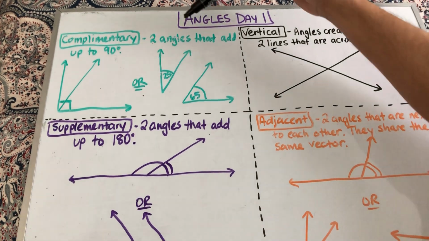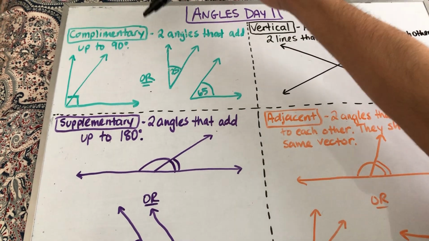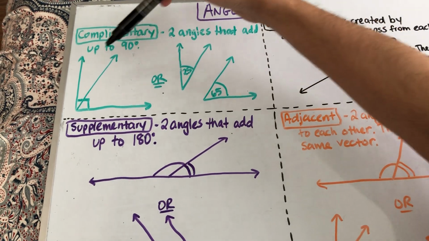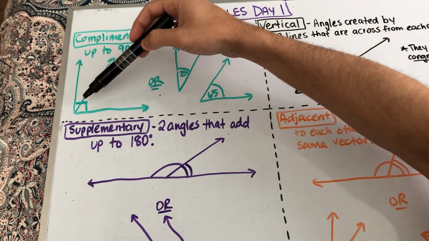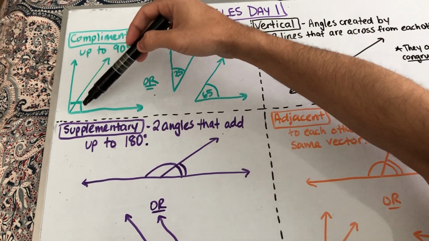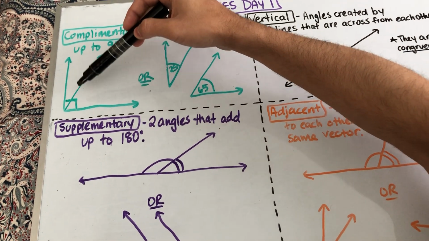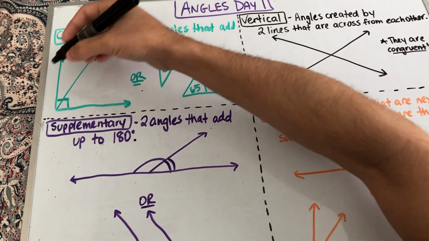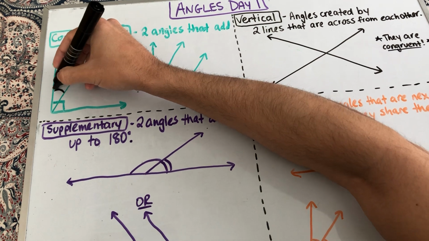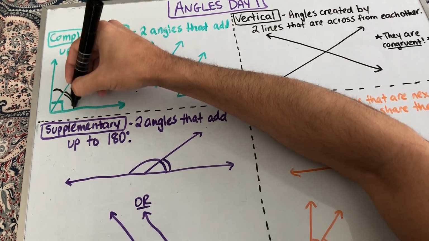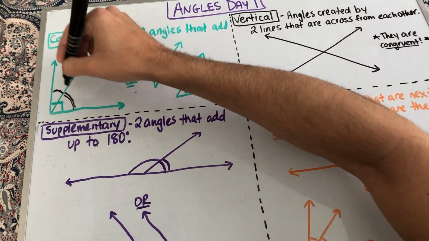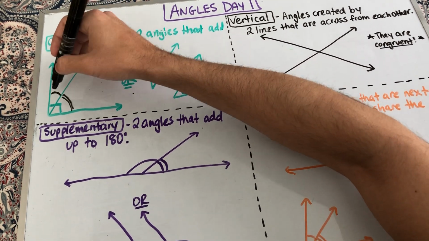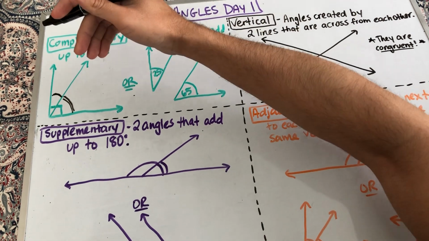What they are is 2 angles that add up to 90 degrees. I gave you 2 different examples. The first one over here, you guys should know what this box means. But if you don't, this box means it's a right angle, which is 90 degrees. So this is an example of complementary angles because this angle and this angle, these are 2 different angles. These add up to 90 degrees because of this symbol. I don't need any numbers, all right? So these 2 angles are complementary angles.